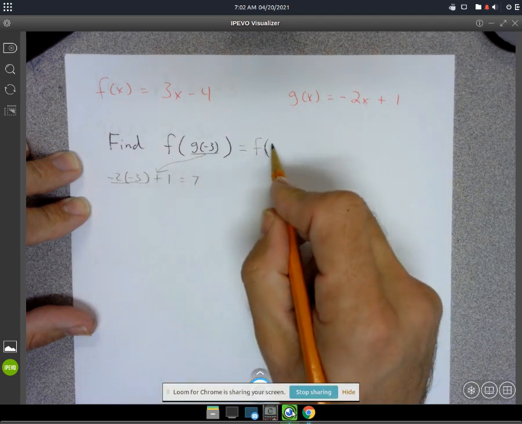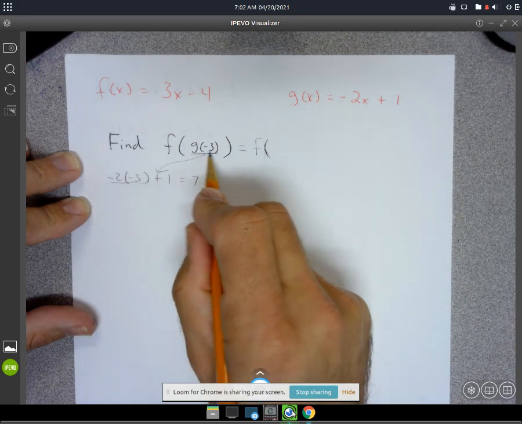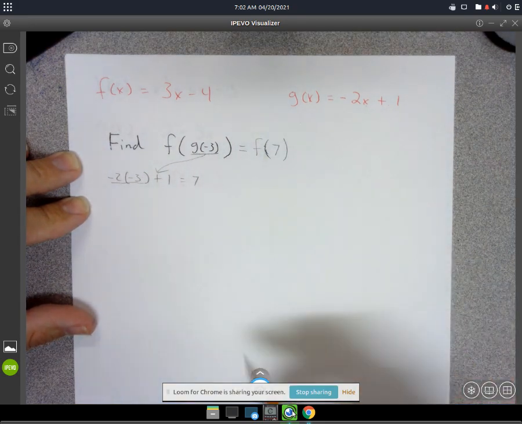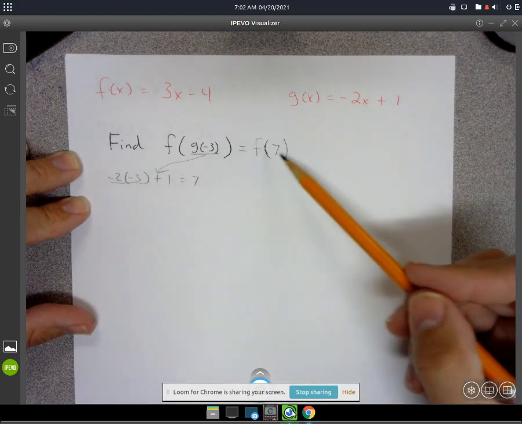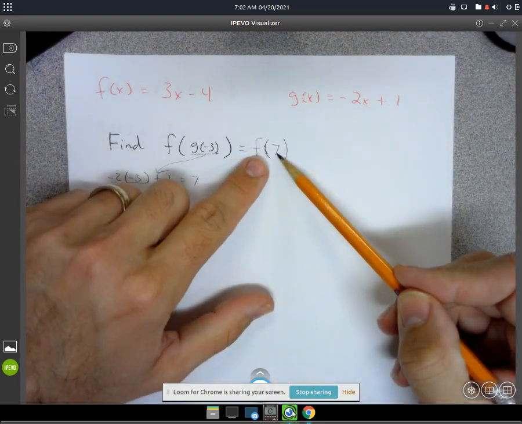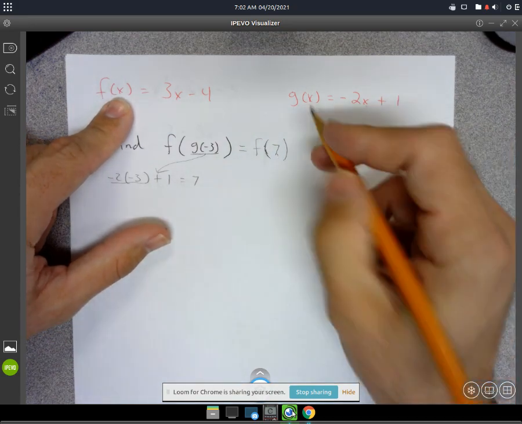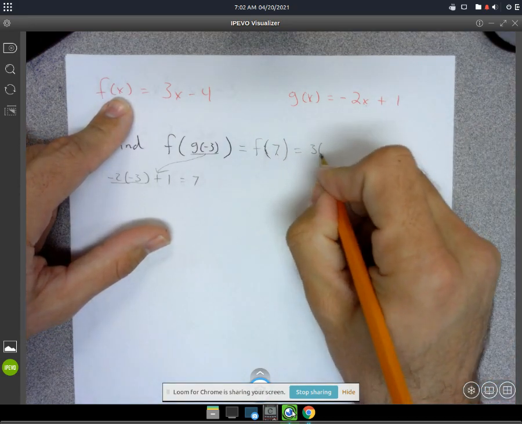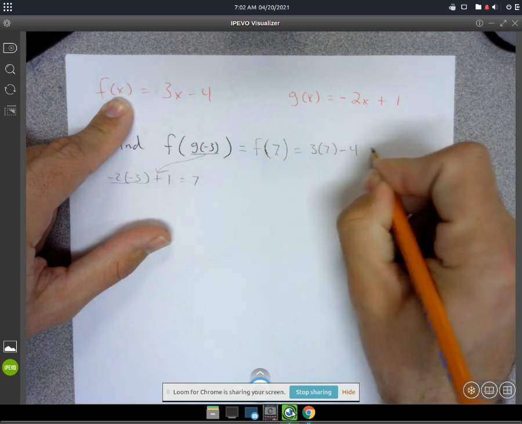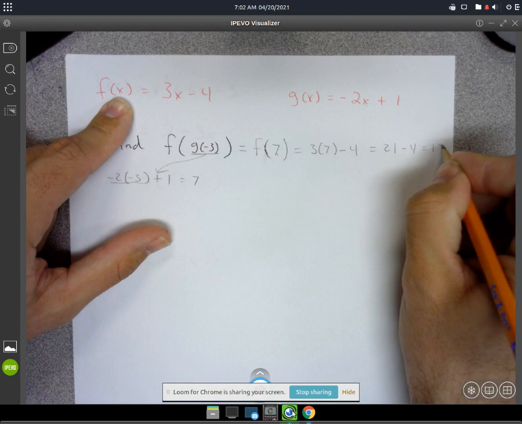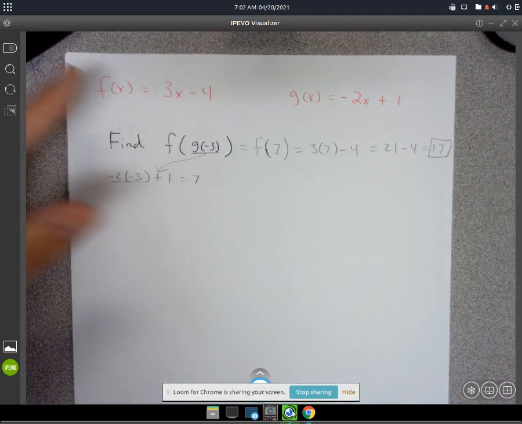So now I'm going to rewrite it, but instead of g of negative 3 here, I'll put a 7. Then you just do the process again, but this time you're going up to the f function and plugging in 7 for x. So it's going to be 3 times 7 minus 4, which is 21 minus 4. So it's 17. And that's it.